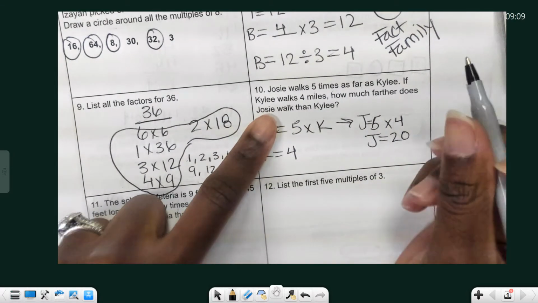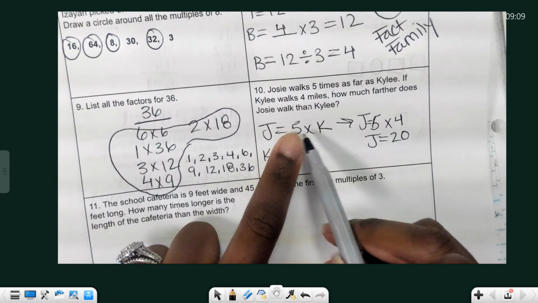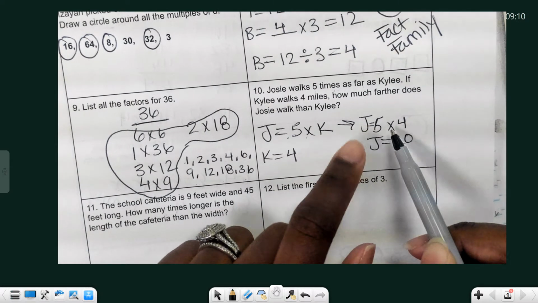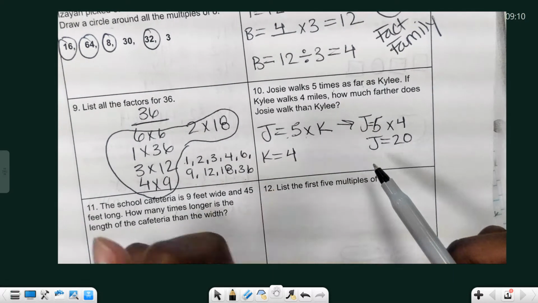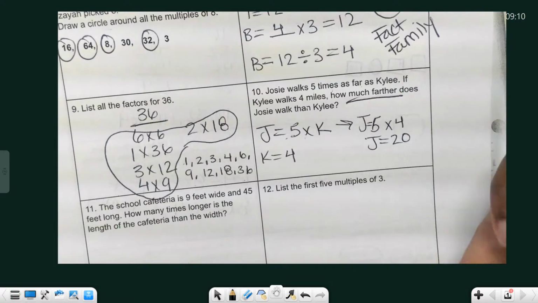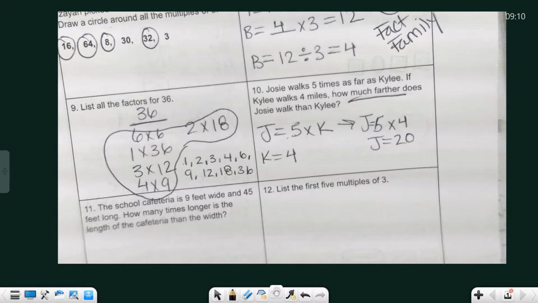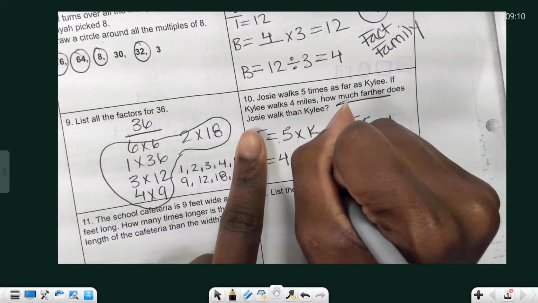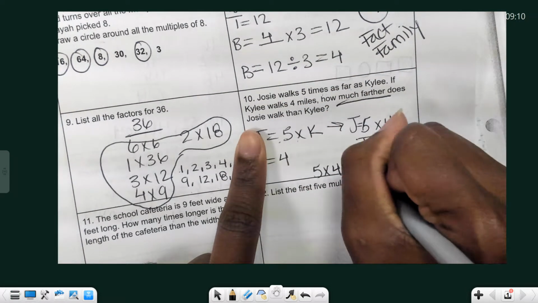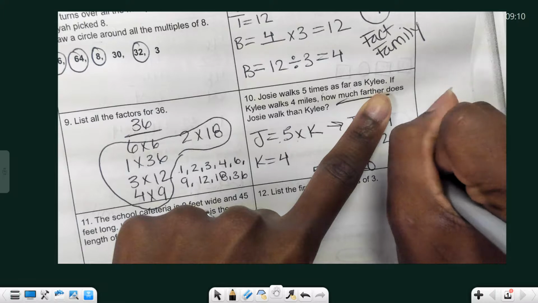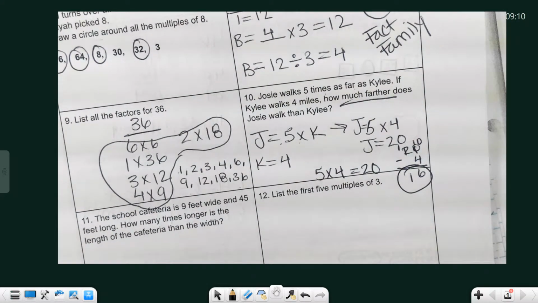Correct. So what you all need to pay close attention to is, yes, Josie is 5 times K and K is 4. Well, we know 5 times 4 is 20. So Josie actually walks 20 miles. Kylie actually walks 4 miles, but they said how much farther does Josie walk than Kylie? So from 4, how many do you need to get to 20? 16. Plus 6 gives you 10, plus 10 gives you 20. That's 16. So you're doing 5 times 4 equals 20, but then you're going 20 minus 4, which gives you 16.